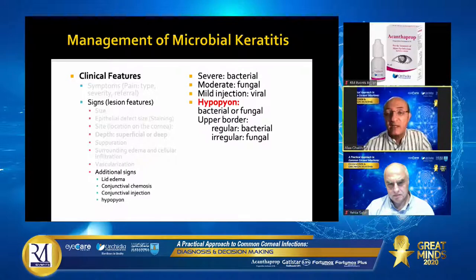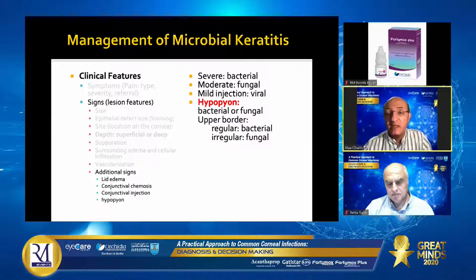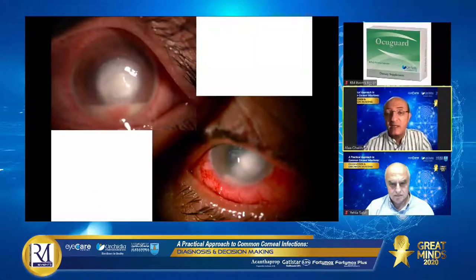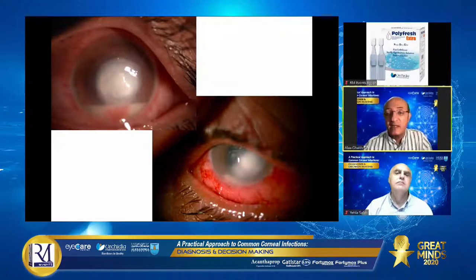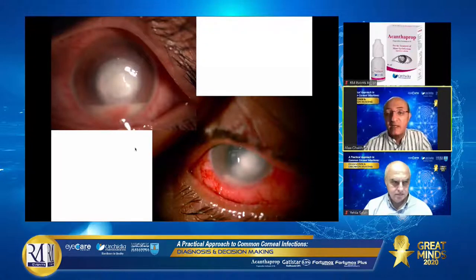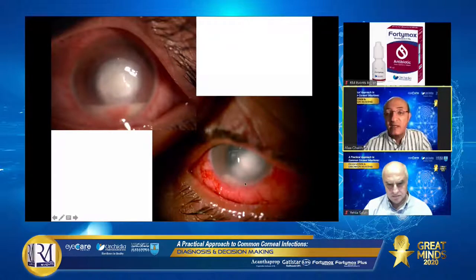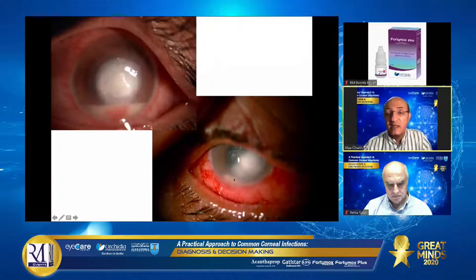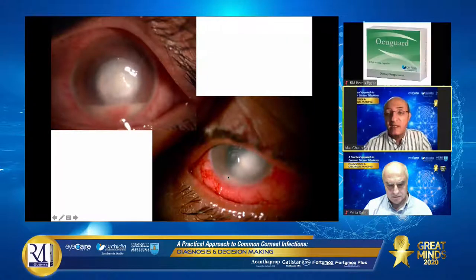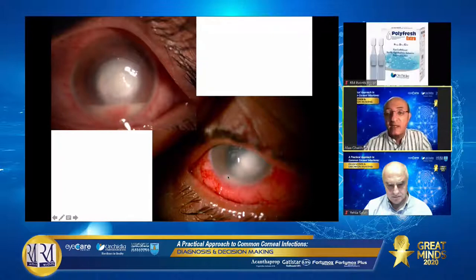You have to pay attention to the upper border of the hypopyon. If it is regular, it is more likely to be bacterial. If it's irregular, this is very pathognomonic of fungal infection. For example, here, in the upper left photo, the hypopyon has a straight, regular, horizontal upper level. It is more likely to be bacterial. In the other picture on the right, the hypopyon is pushed to one side and has no regular upper border. This may indicate fungal infection.